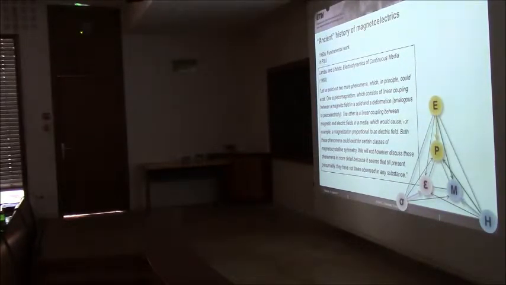The other is a linear coupling between magnetic and electric fields in a medium, which would cause, for example, a magnetization proportional to an electric field. And both these phenomena could exist for certain classes of magnetocrystalline symmetry. We will not, however, discuss these phenomena in more detail because it seems that till present, presumably, they have not been observed in any substance. So this was in 1959 by Landau and Lifshitz.